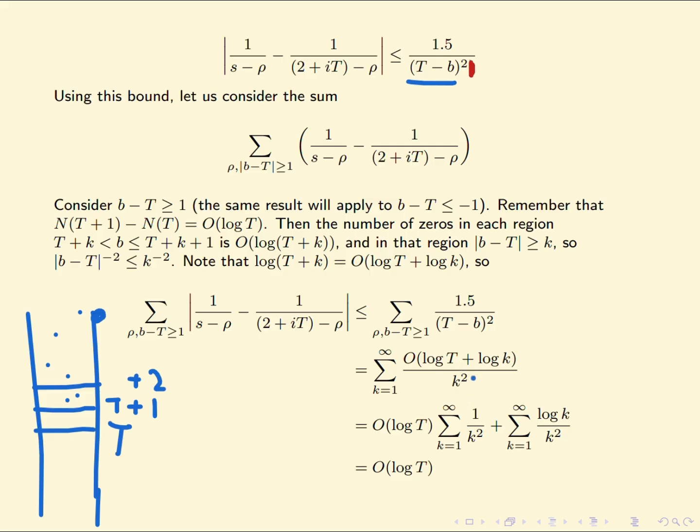And finally, I can distribute out the O of log of t, and I guess this should say O of log k. But this term just converges to a number that doesn't depend on t. And then this part also converges to a constant not depending on t. So then it's just O of log of t times a constant, then plus some constant. So that's just O of log of t.